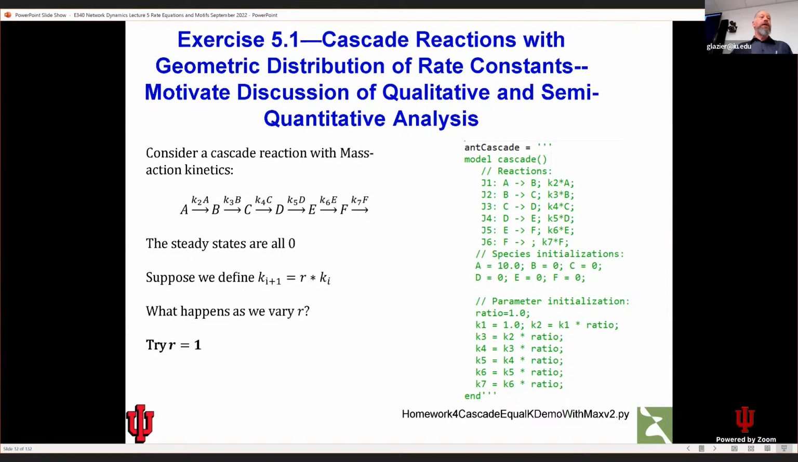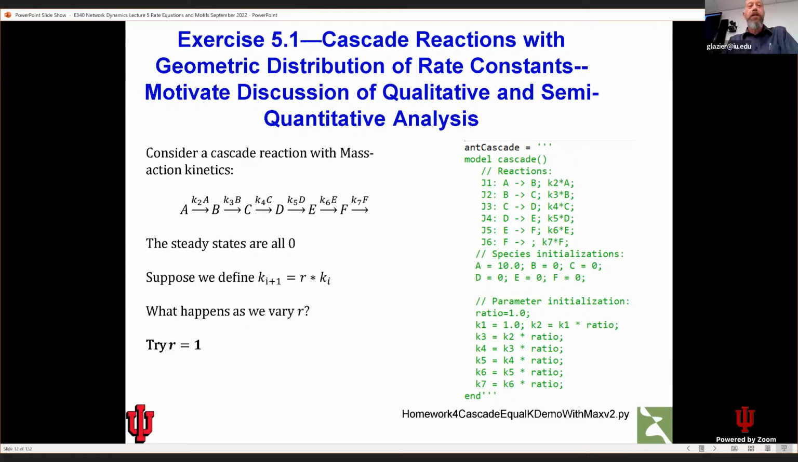So let's fire up Tellurium. And I want you to write a chemical reaction cascade. A goes to B, goes to C, goes to D, goes to E, goes to F with mass action law. The one thing that I want to be a little bit different is that we could call the reaction rates, let's use numbers here. And I don't know why I use K2 for J1 and K3 for J2 and so on. You could number them 1, 2, 3, 4, 5.